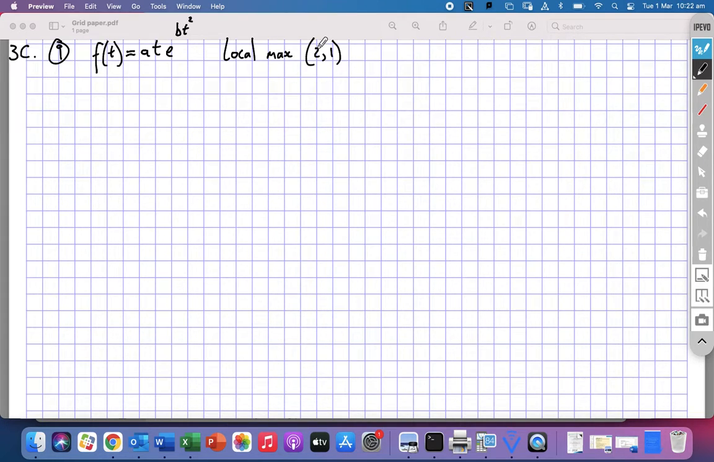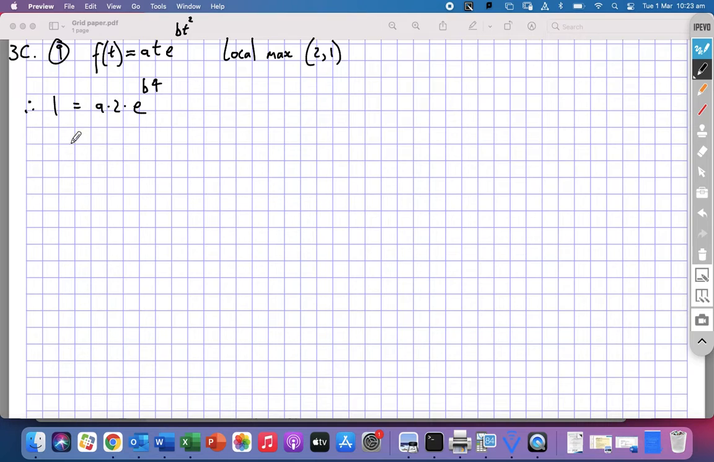We should substitute in t equals 2 and f of t equals 1 into the function. I always like to exhaust the usefulness of all the information given, and then I do the derivative. So I could say therefore 1 has to equal a times 2 times e to the power of b times 2 squared. I think I'll just write 4. 2 squared is 4.